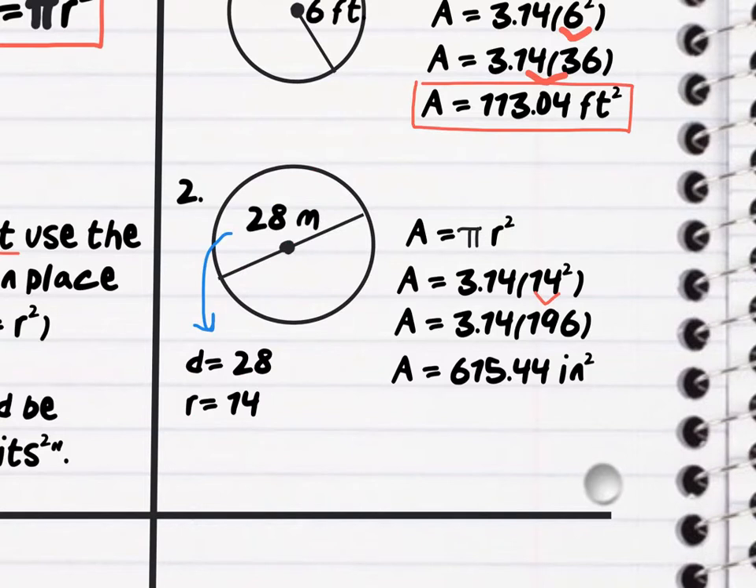So the area is going to be 615.44. Okay, and then that's our final answer and we box that.